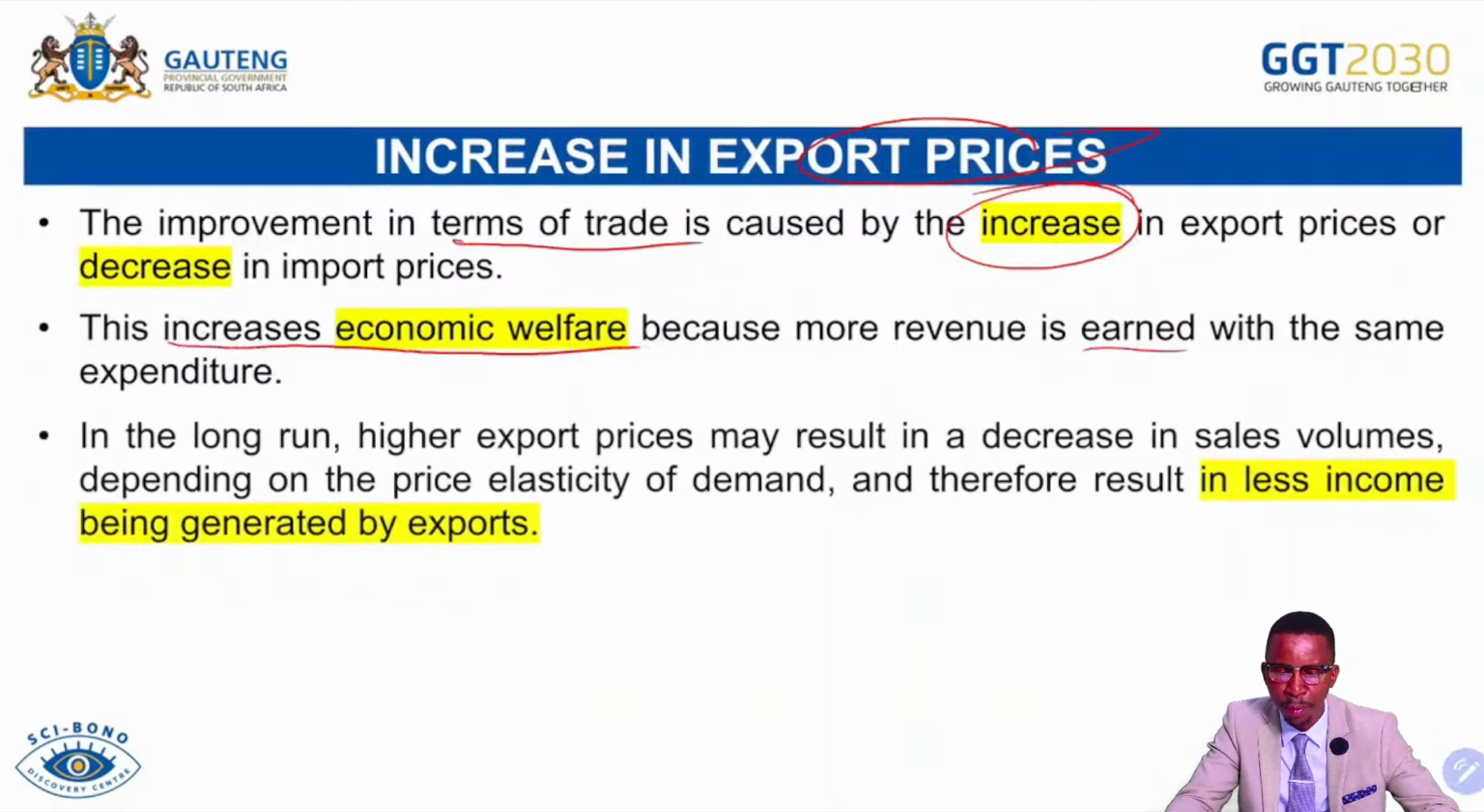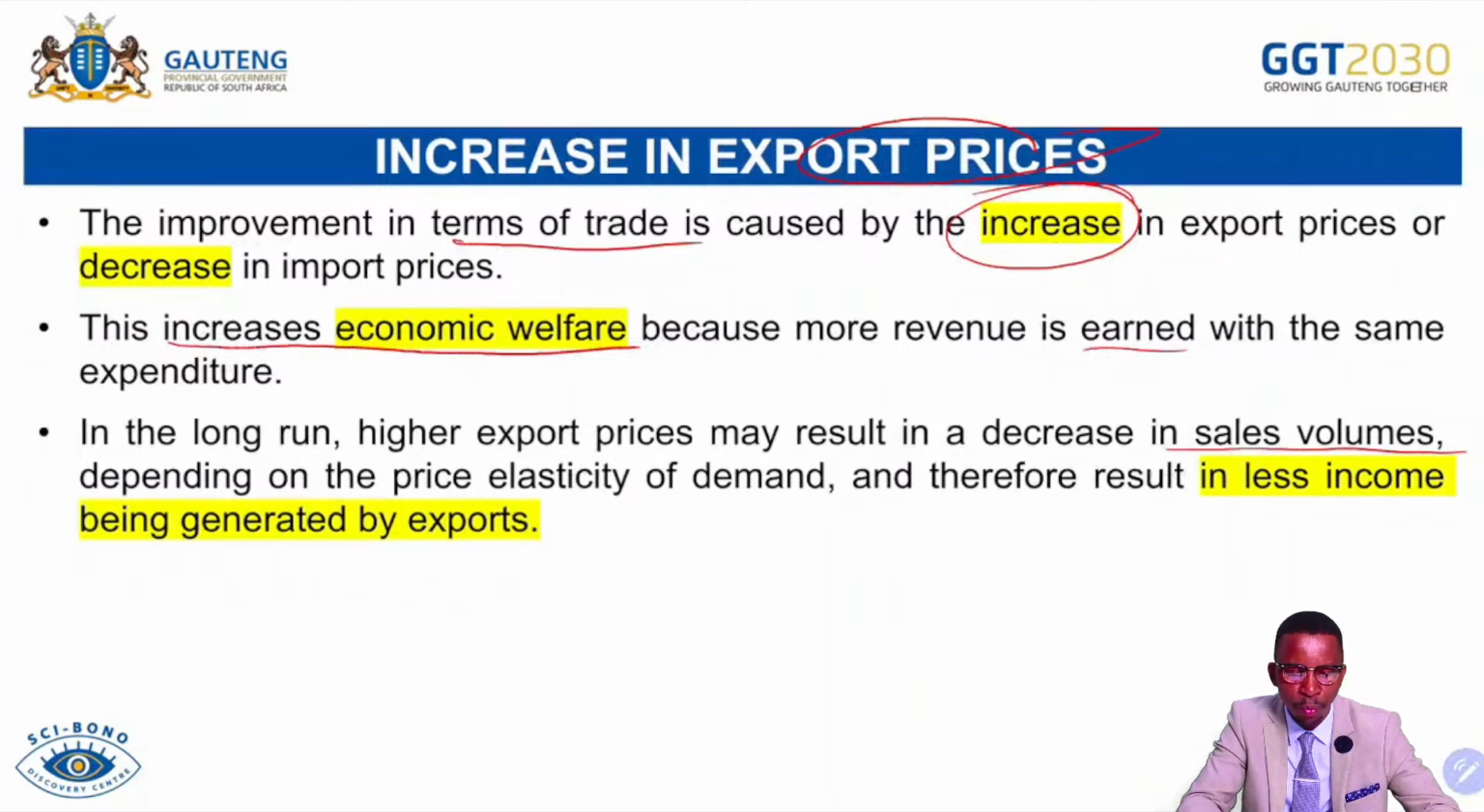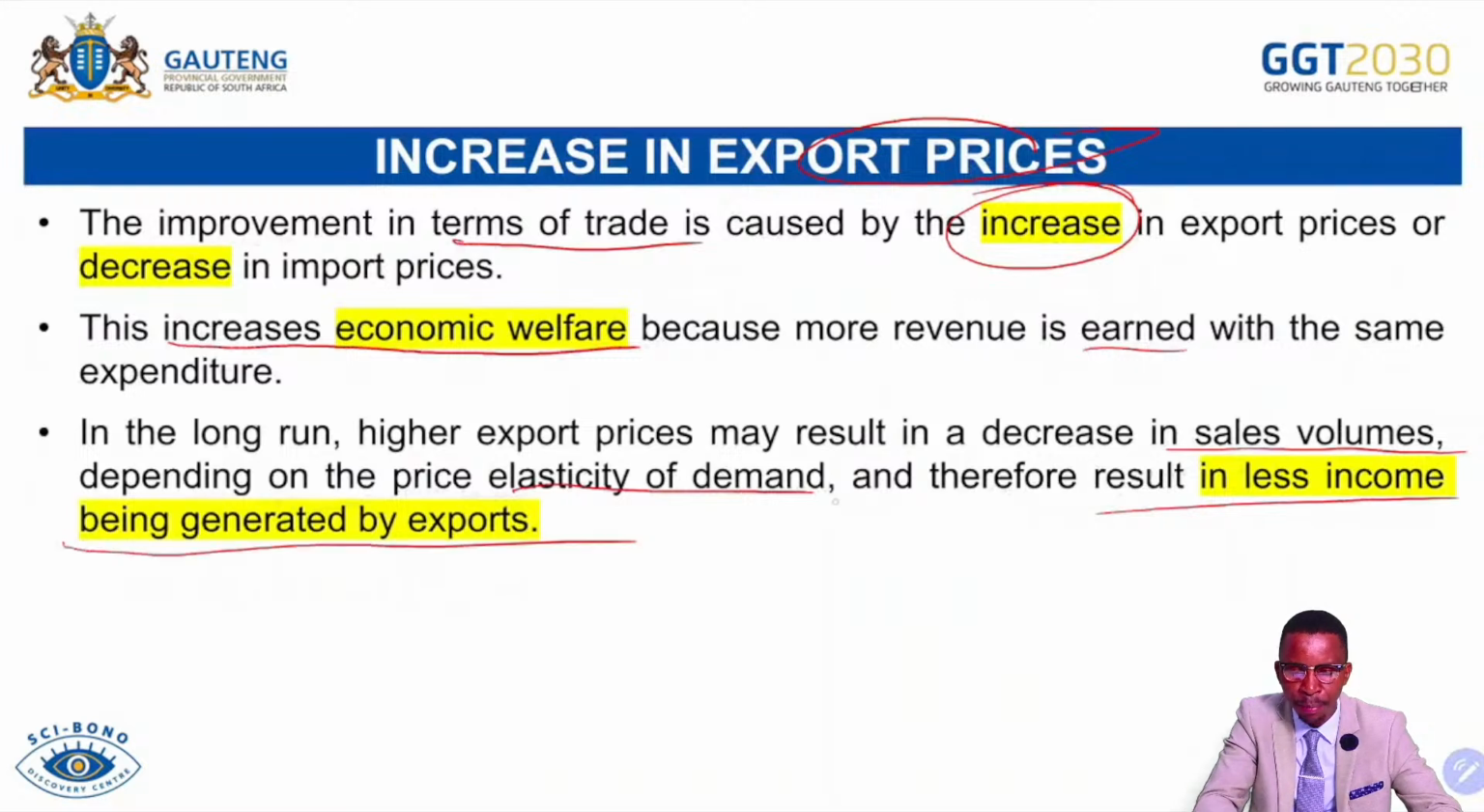In the long run, higher export prices may result in a decrease in sales volumes depending on the price elasticity of demand, and therefore result in less income being generated by exports. Like I've mentioned, if our exports are demand elastic, that will mean they are simply replaceable. They contain substitute goods. So should they become expensive because of the increase in export prices, what is going to happen? There might be lower demand for our exported goods abroad. If the demand decreases because of expensive exports, that will mean there will be less income received by South Africa as part of what we call payment for exports. So that will be decreasing our terms of trade if our goods are easily replaceable in the foreign markets.